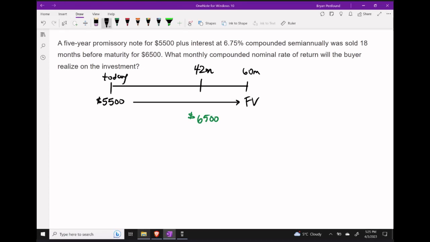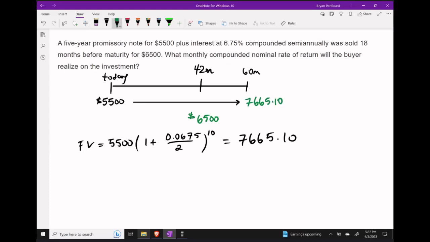Let's go ahead and try to calculate the future value of this note using that rate of 6.75% compounded semi-annually. So we're going to take our 5,500, multiply by 1 plus i, and then we need to determine the power we need here, or the value for n. This is a semi-annual rate, and the term of our investment is 5 years. 5 times 2 is equal to 10. Performing this multiplication, we get a future value of $7,665.10.